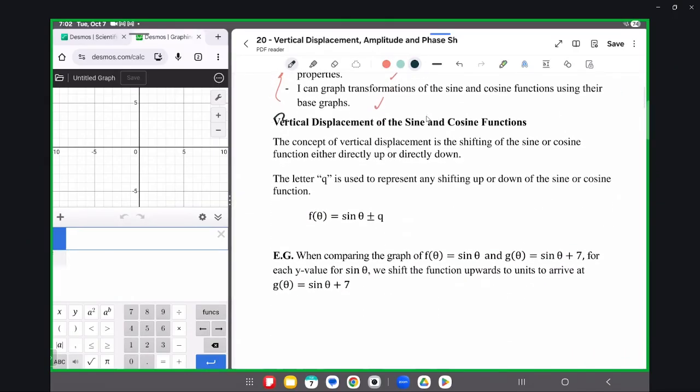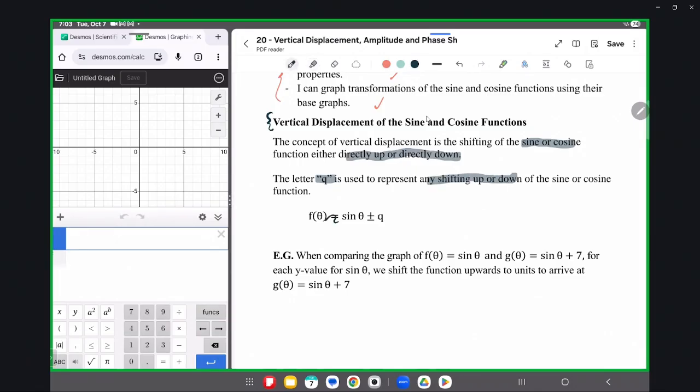First thing we're going to look at is the vertical displacement of the sine and cosine functions. When I say sine and cosine, I mean we're going to just interchange which one we talk about, since what applies to one will apply to the other. The only thing that will change is the initial starting position will be different. The concept of a vertical displacement is the shifting of the sine or cosine either directly up or directly down. We can use a lot of letters here. This course happens to use the letter Q. So Q is used to represent any shifting up or down of the sine or cosine function.